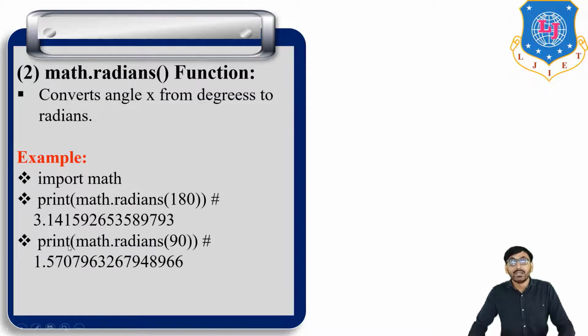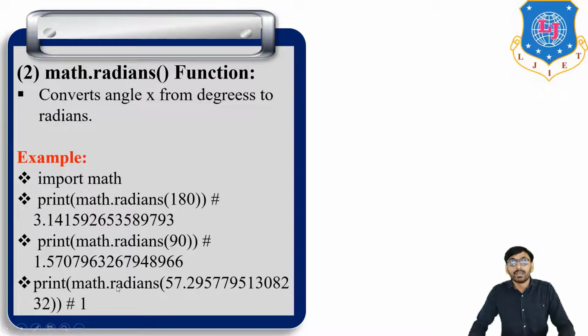Then print math.radians of 90. The output of this one is 1.57079 and so on. Then print math.radians of 57.29577 something, and we get the answer 1. So this radians function converts x from degree to radian.